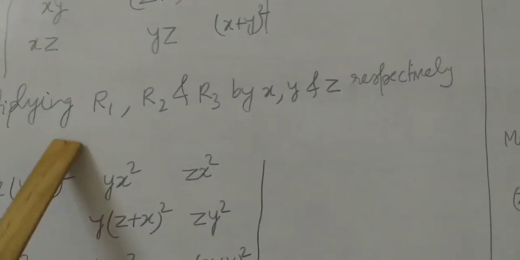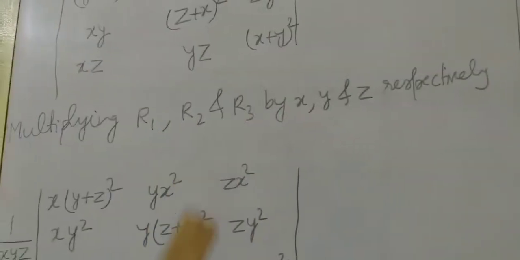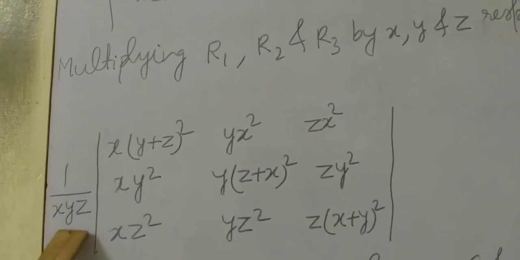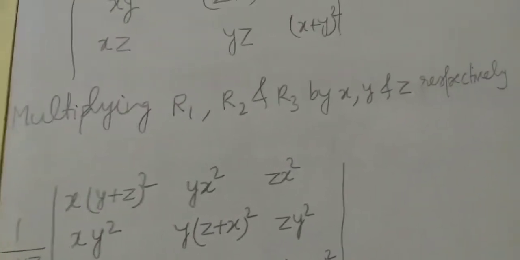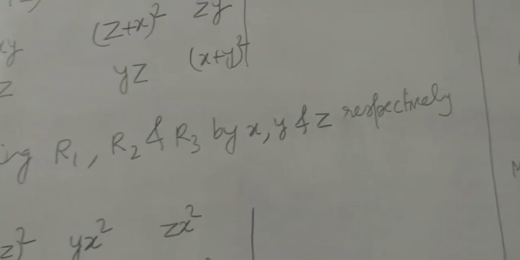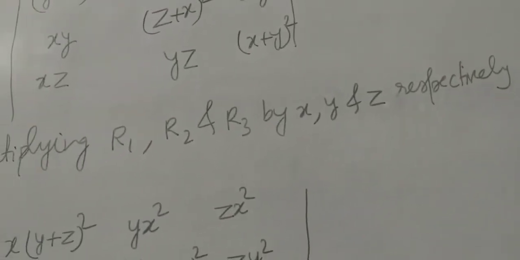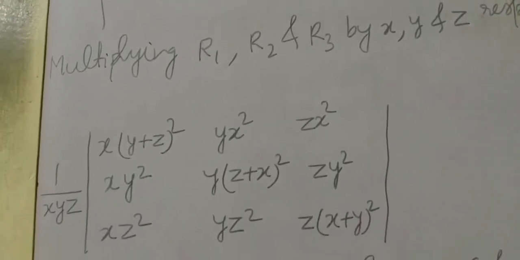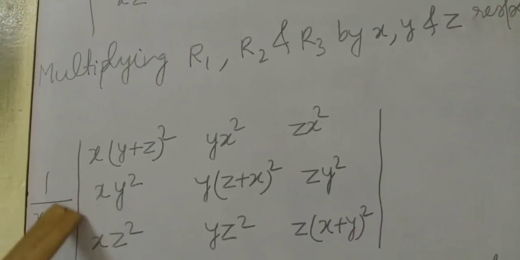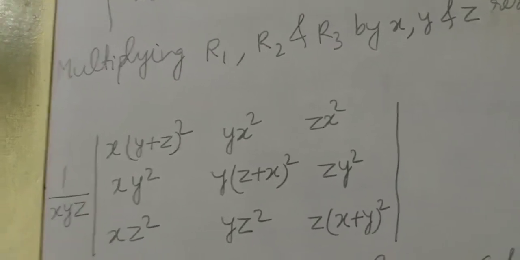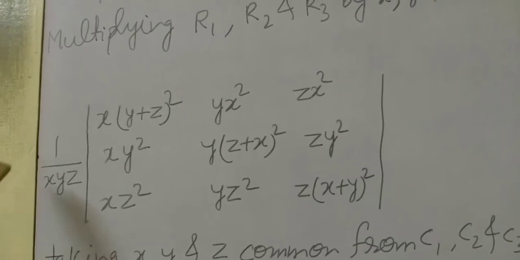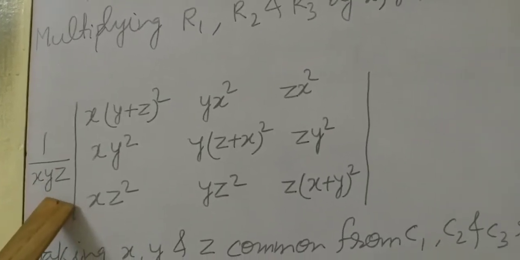We are multiplying here, students, that's why we have to divide also. That's why I am writing here 1 upon xyz. So remember, when you multiply any row by any value, then we have to divide it also. We have to divide the value outside. Correct, students? That's why I have written here 1 upon xyz.